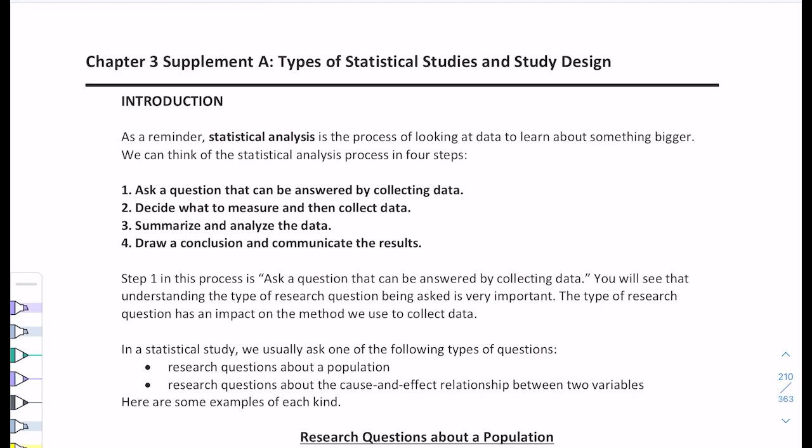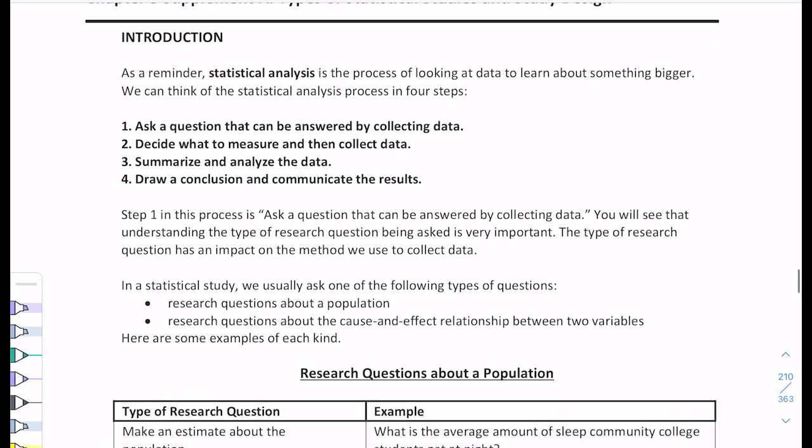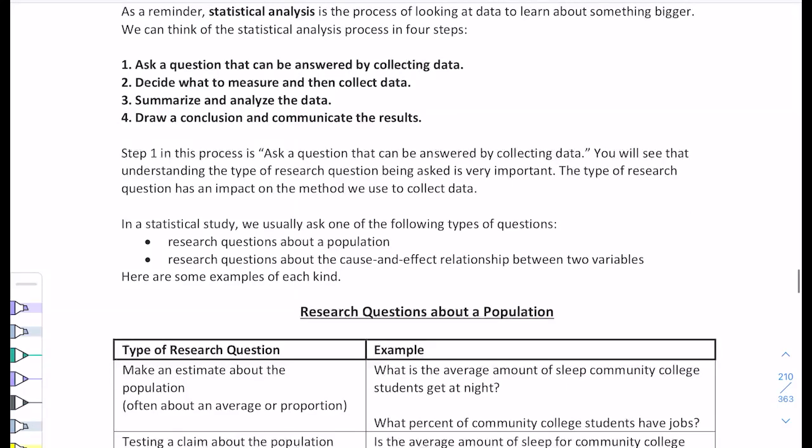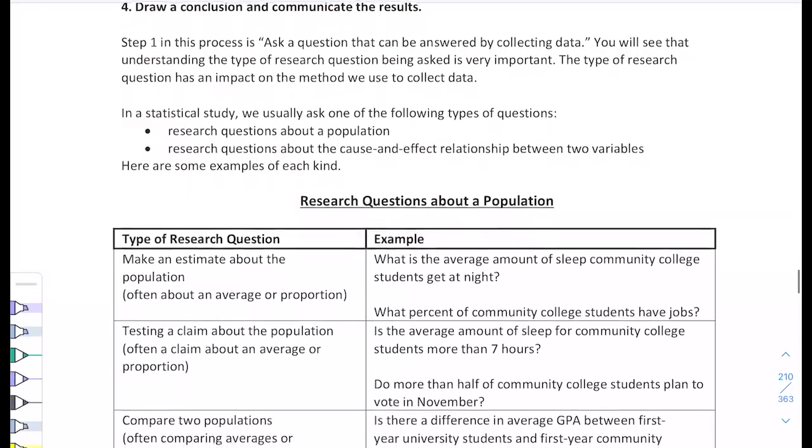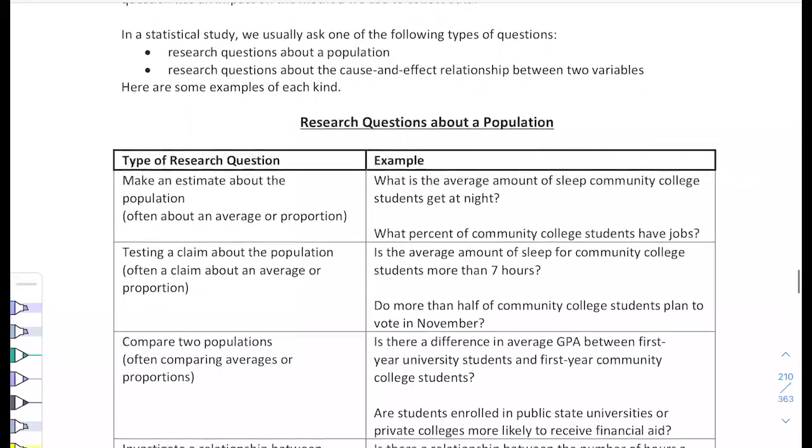The next steps are going to be to summarize and analyze, using the inference procedures we've been talking about, like hypothesis tests and confidence intervals. Then you're going to draw a conclusion and communicate your results. You want to communicate them in a way that someone who is not taking statistics would understand. That's very important to communicate your idea and your findings. You can read through these different steps here; I'm going to summarize just some of them.